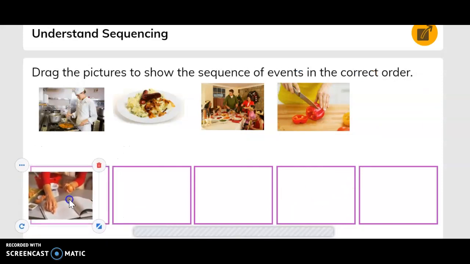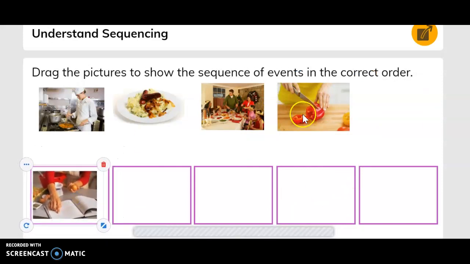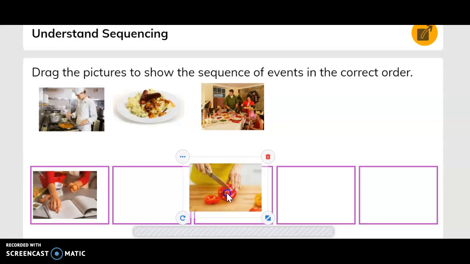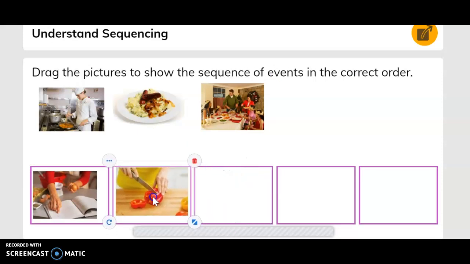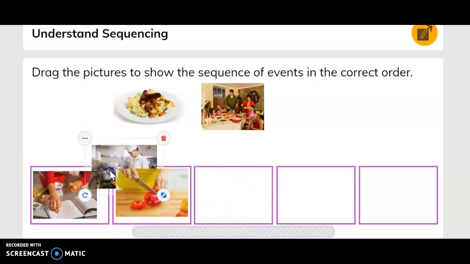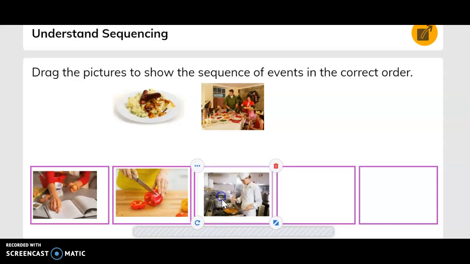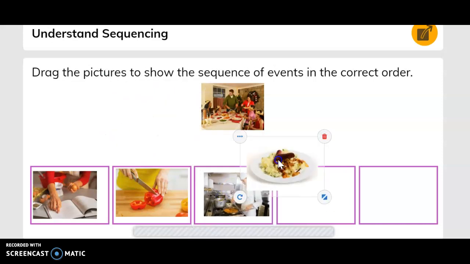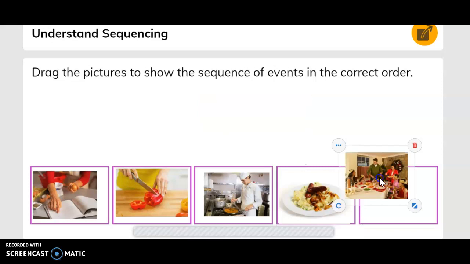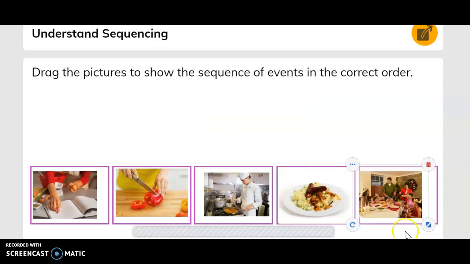First, we have to look up what our recipe is. We prepare our ingredients. We cook our ingredients. Our food is made, and then we can serve. So we read our recipe, we prepare our food, we cook our food, put the food on the plate, and then we eat.